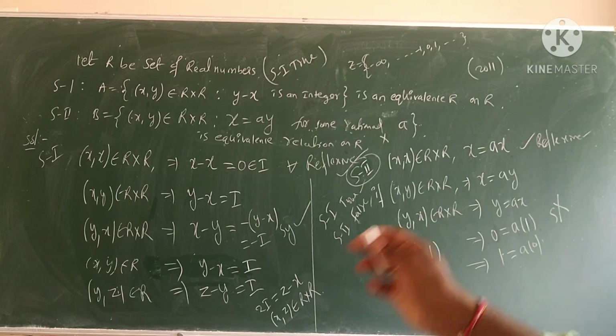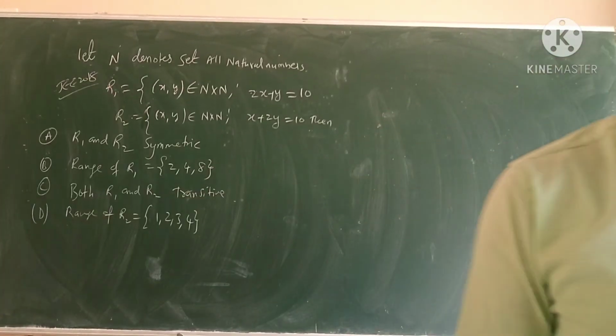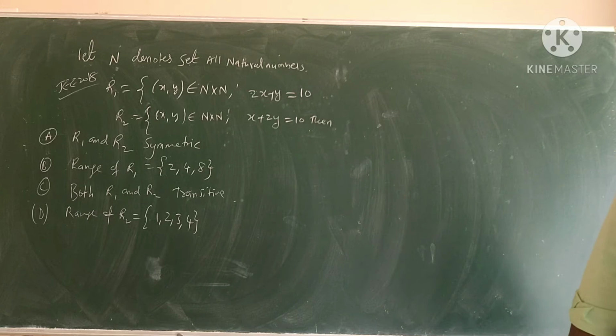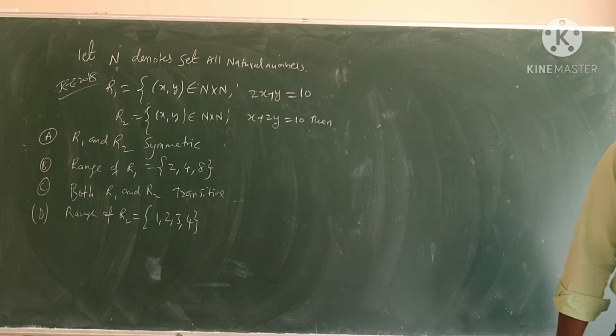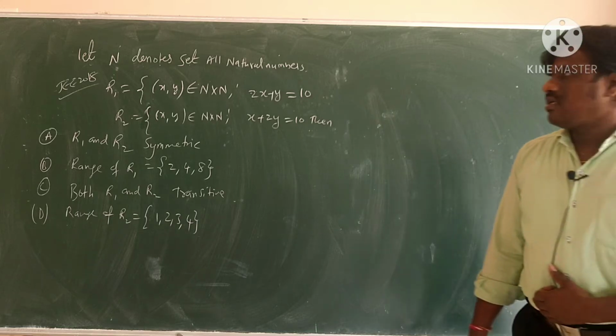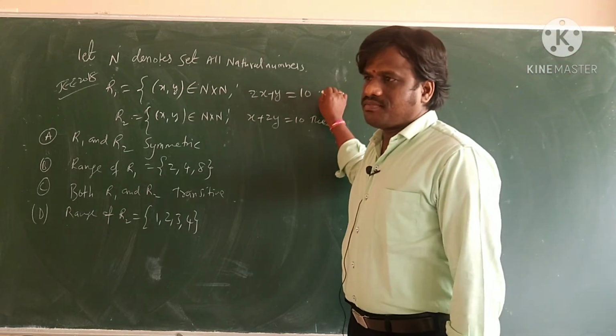This question is JEE 2011. Okay, listen, after we will write, please listen. See here, N denotes the set of all natural numbers, right? And R1 is a relation they gave: (x, y) in N cross N, that is natural number to natural number, such that 2x plus y is equal to 10. R2 is (x, y) belongs to N cross N, x plus 2y is equal to 10. Then क्या है? See, first we have to find R1.